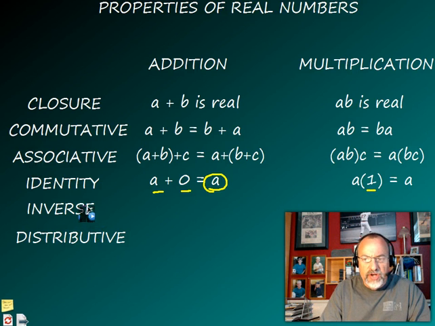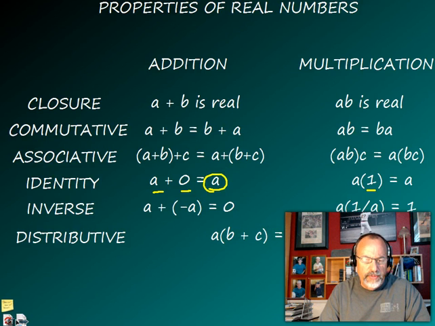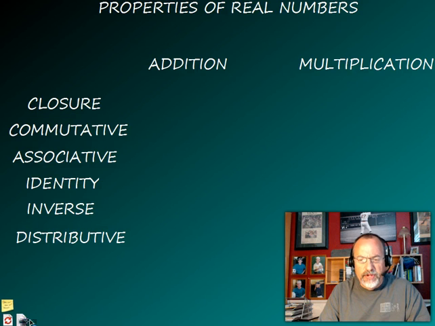Inverse, we already just talked about. Opposites, when you add them together, equals 0. The additive inverse is the opposite of the number. The multiplicative inverse is the reciprocal of the number. And then the distributive property, we can distribute this into here. So those are some properties that we use with real numbers that you're probably familiar with.